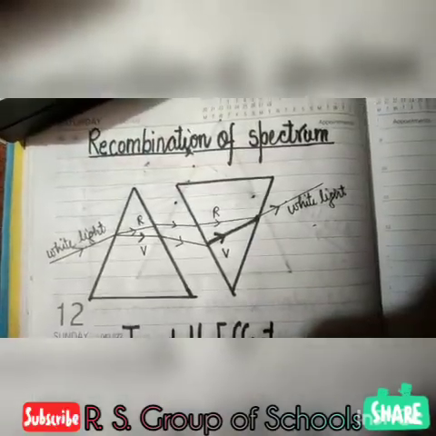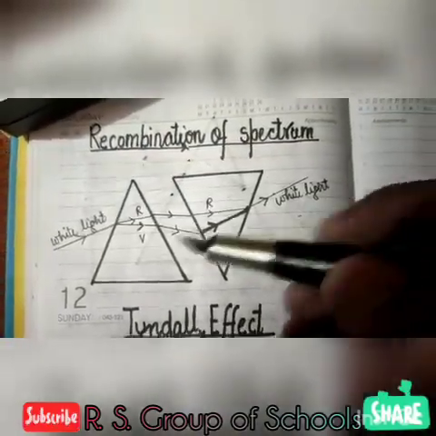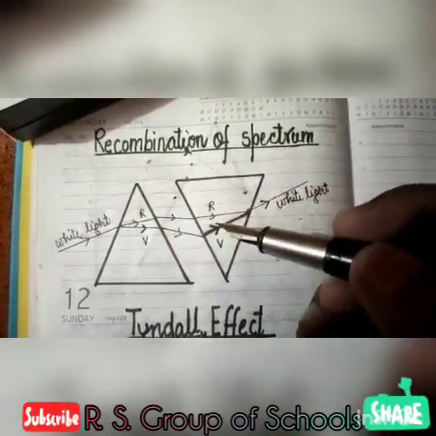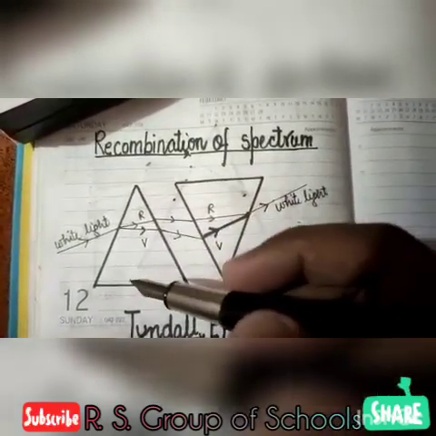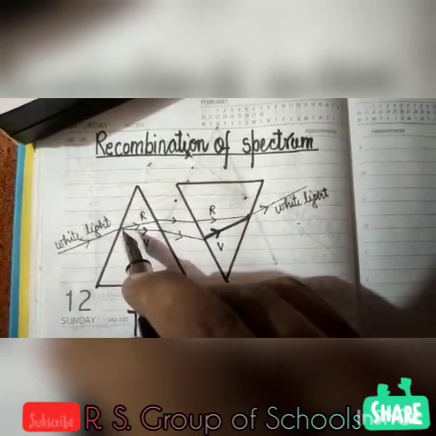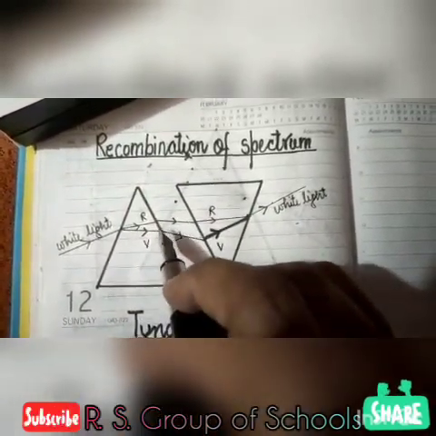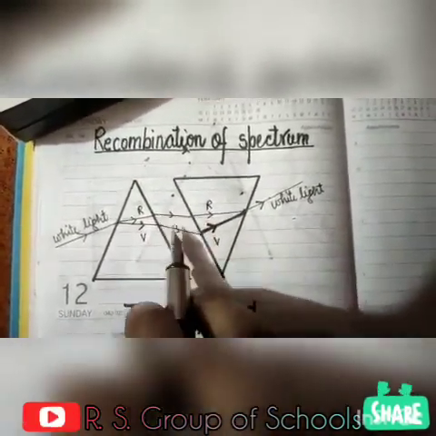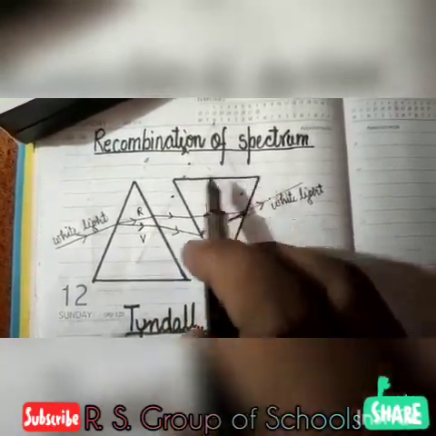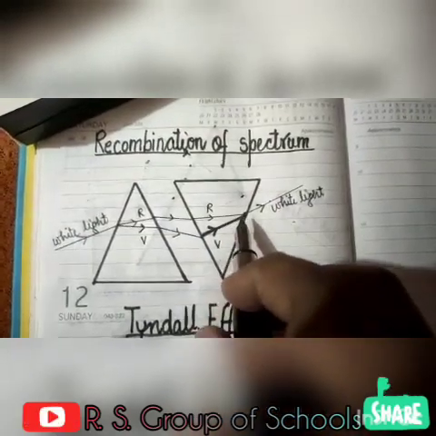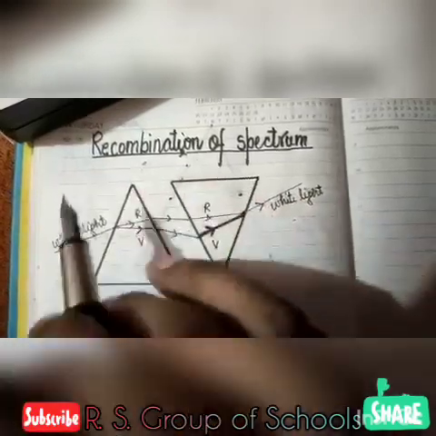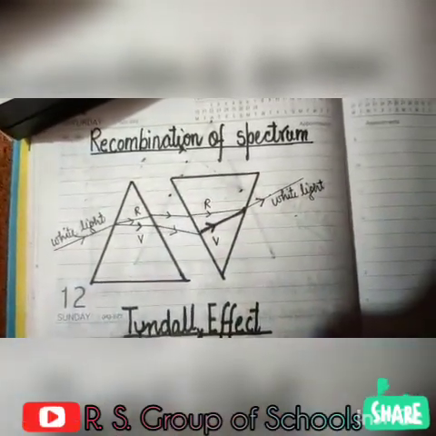Now we will discuss recombination of spectrum. Suppose we have two identical prisms and we place them like this, and a white light is incident on the first prism. It suffers dispersion, and when these two light rays are incident on the second prism, they recombine and result in the formation of white light. This is called recombination of spectrum.